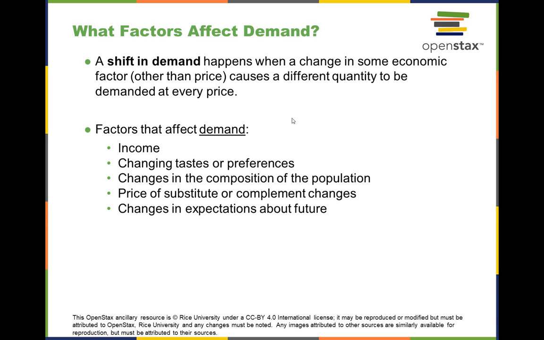And complements can change things as well. So if you have, for instance, spaghetti and spaghetti noodles, the demand of those two products is often going to be tied together. If the demand for one is going to go up, the other probably will as well. And expectations about the future. If people know there's going to be a sale next week, then the quantity demanded this week is probably going to be low, and vice versa.